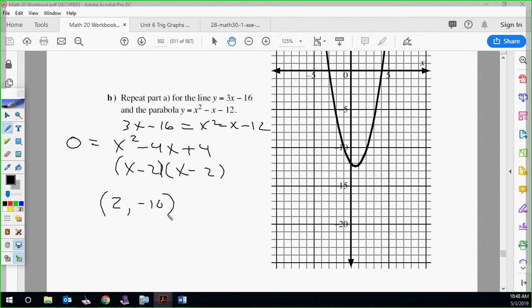Tangent means once, like a balance. Tangent to means it hits it at one spot. Tangent to. And we talk about that in trig as well. Yep. So it's 2, negative 10.